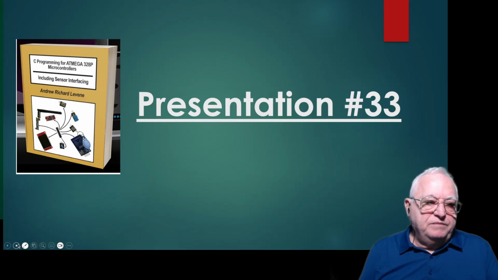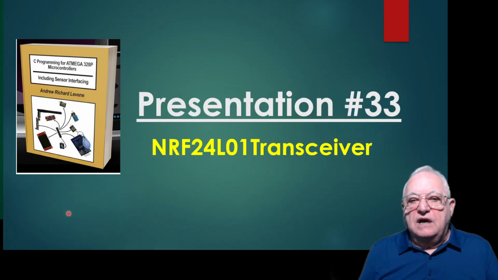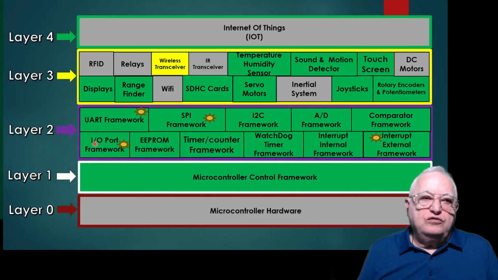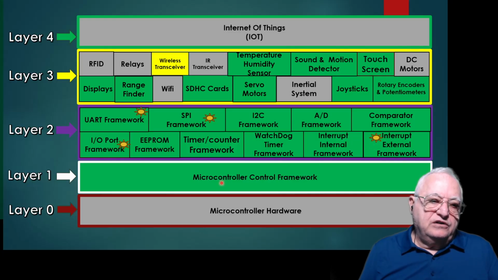In today's presentation, I'm going to be talking about the NRF24L01 transceiver. Now the transceiver belongs to our layer 3 architecture, wireless transceiver, and we're going to use the UART framework, SPI framework, IO port framework, and an external interrupt framework in our development, those from layer 2.